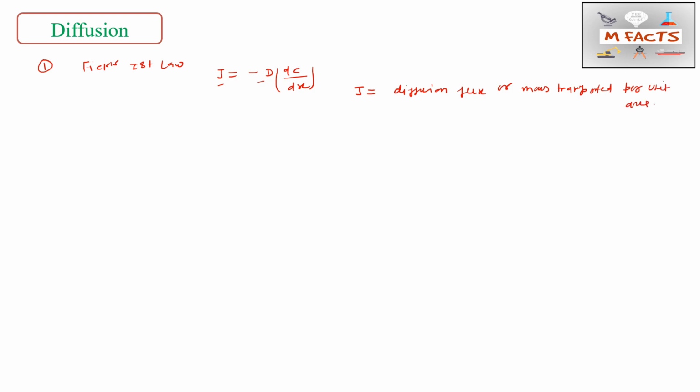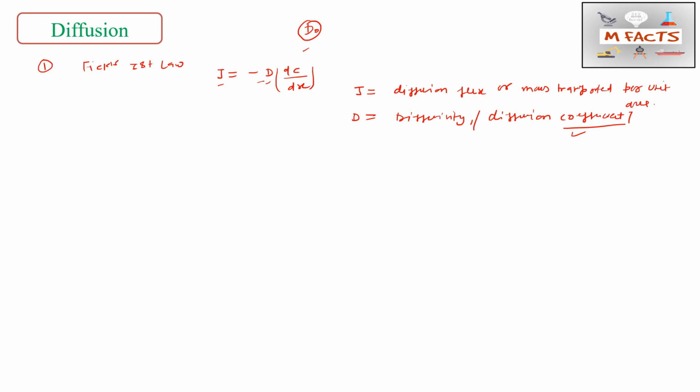So this is J. What is D? D is basically diffusivity, and also this is known as diffusion coefficient. Here people sometimes make a mistake. This is not diffusion constant, this is diffusion coefficient. And what is diffusion constant? Diffusion constant is D naught. One relation between this D and D naught is there, so I will tell you in the next formula.